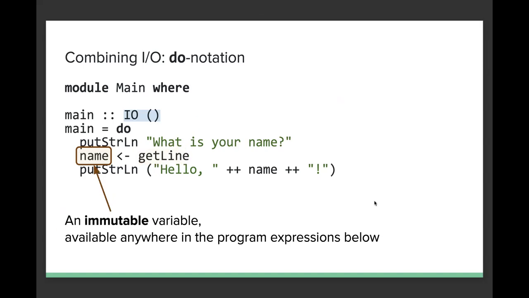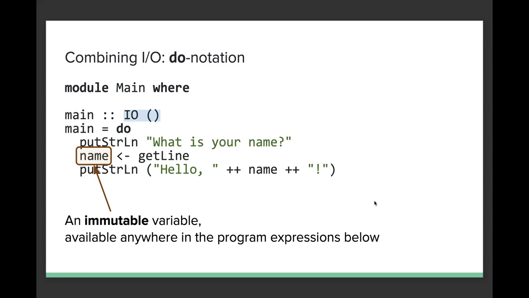So again, name here is not a variable like in Python. Name here is an immutable variable. It's just a name, right? Which we give to the result of that program. And now we can use this name anywhere below. So once getLine is executed, we can use its result below.